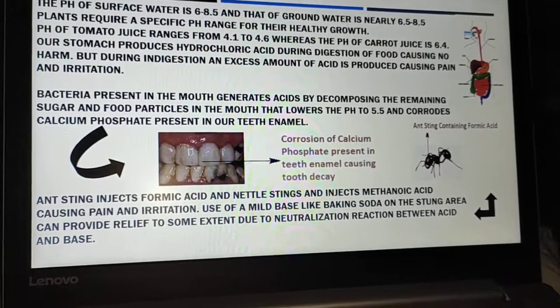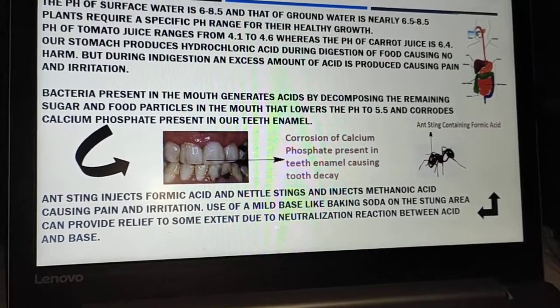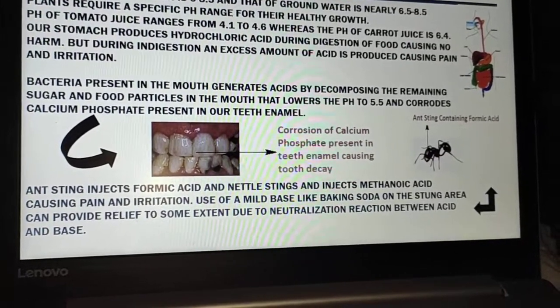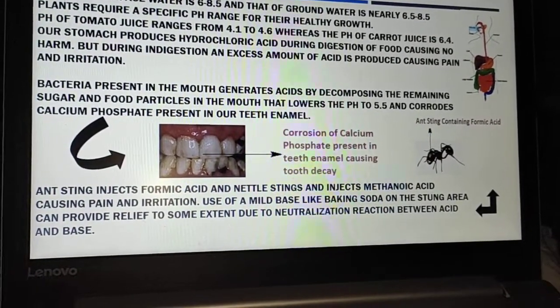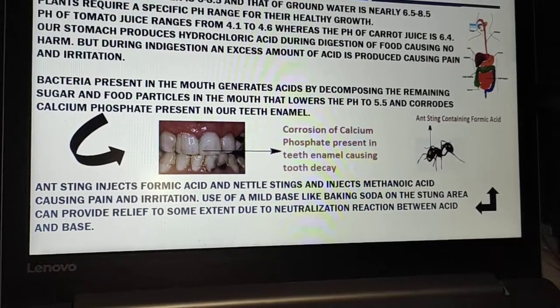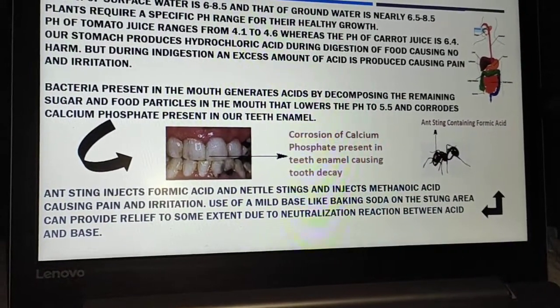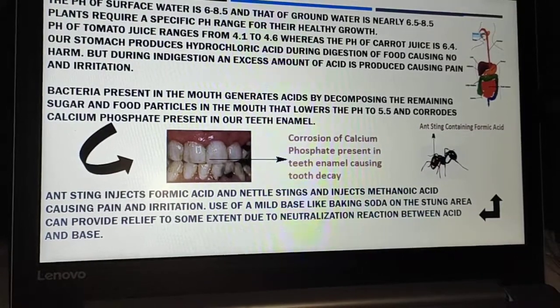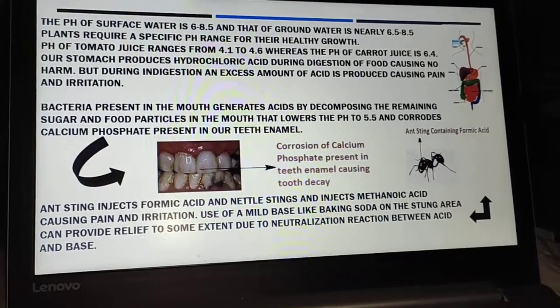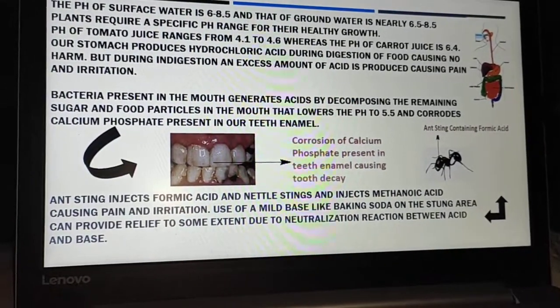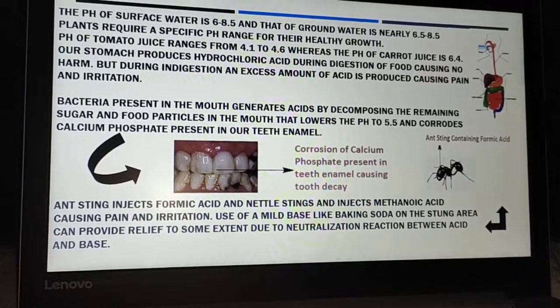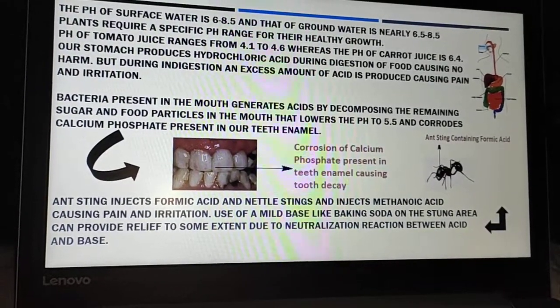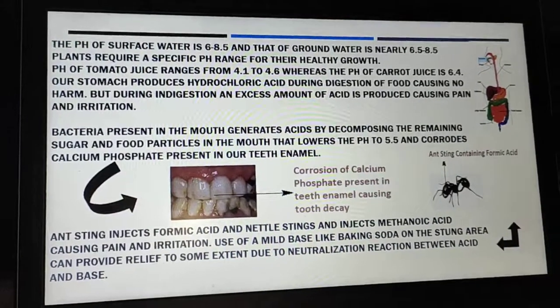Ant sting injects formic acid. Formic acid is nothing but HCOOH, that is your methanoic acid. And nettle sting also injects methanoic acid, causing pain and irritation. Use of a mild base like baking soda on the stinging area can provide relief to some extent due to neutralization reaction between acid and base.